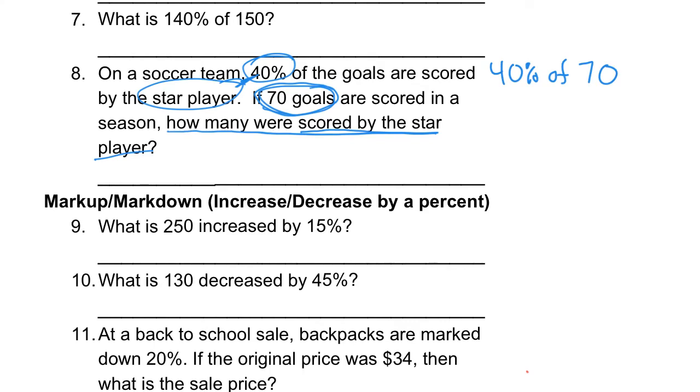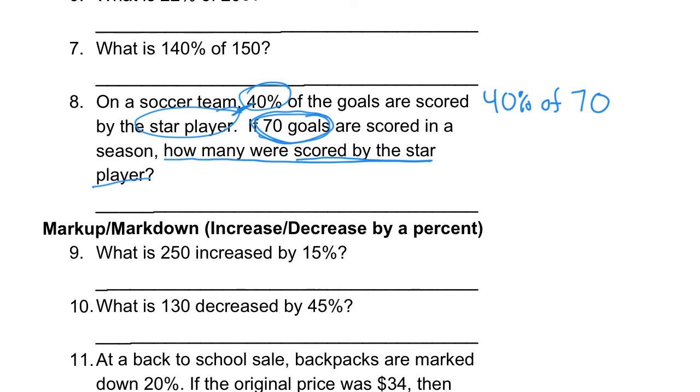Okay, well, you can use this strategy for these other ones as well up above it. The way we do that, it's the first 2 steps on our markup markdown. Okay, so I convert from a percentage to a decimal. So what's 40% written as a decimal? We move it 2 to the left, 1, 2, and we get 0.4. Okay, that's step 1. Step 2 is I multiply. So I'm just going to write multiply.